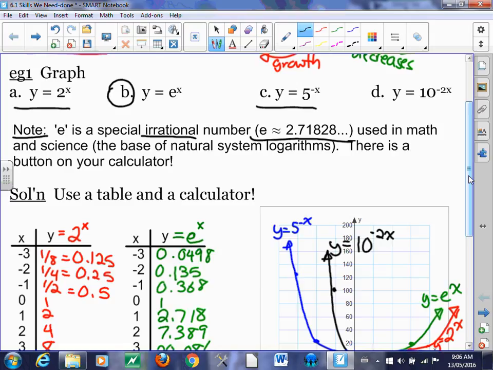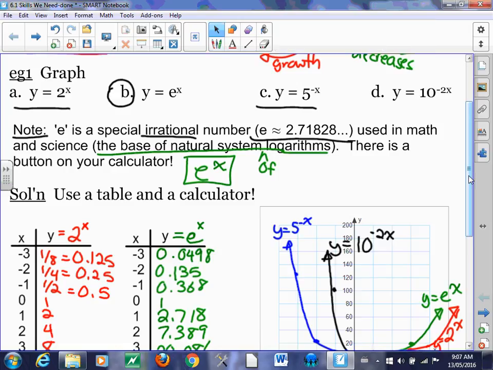And this is used in math and science. And it's the base of the natural system of logarithms. If you can just throw "of" in there, I missed that word. And so if you look on your calculator, there's a special button for it. It's probably going to be e to the x. So take a look, find that button. It might be a shift of the ln button, ln.